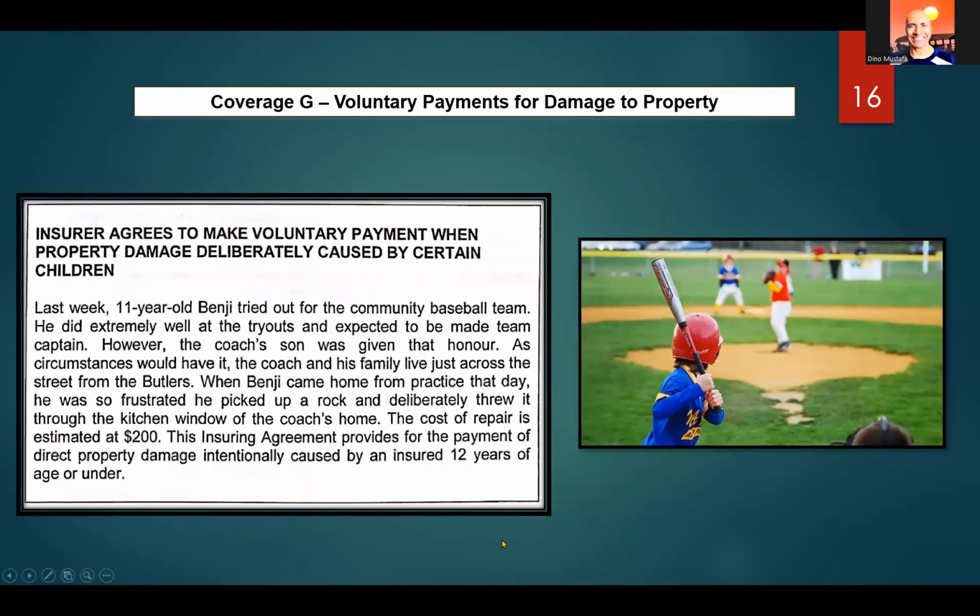And the same principle applies to property damage, coverage G, okay? The property damage is a couple of things. So if, unintentionally, a neighbor's window was broken while playing baseball, or also if children under the age of 12 damage some property, you can actually call your company.